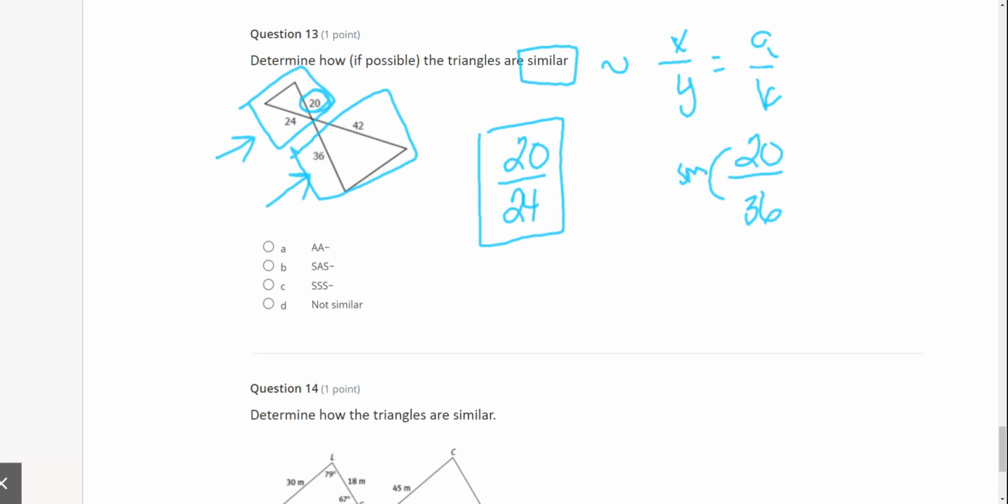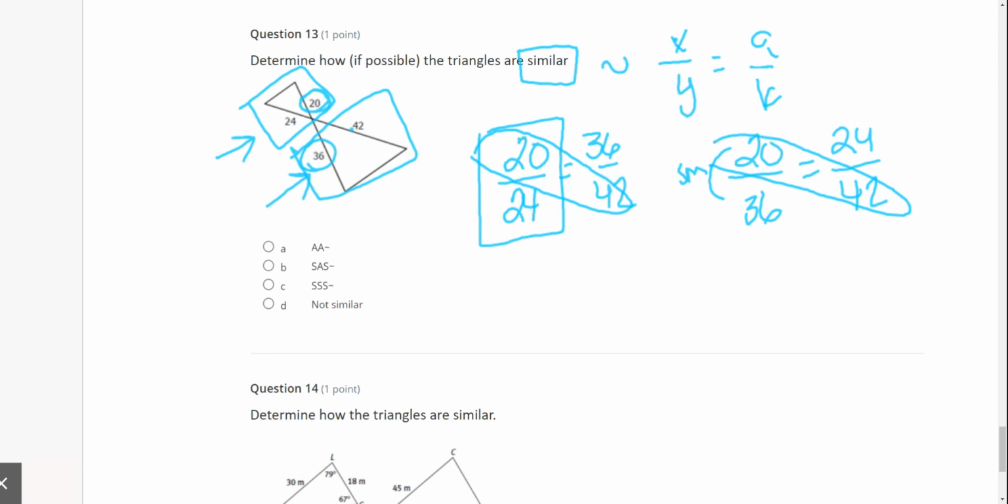So then I need to go to the other triangle, I guess. So the 36. The 36 is the small, so it has to go next door. And the 24 is the small, so it has to go next door, which means the 42 needs to go down here. These are going to end up being the exact same thing, because if you multiply 20 times 42 and 24 times 36, you're doing the same math.